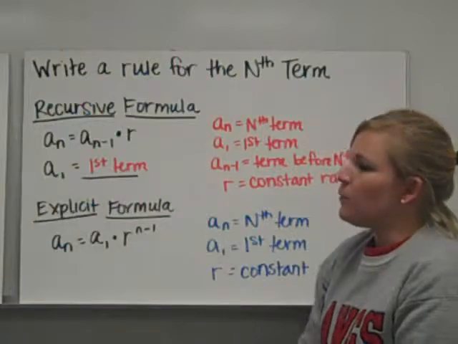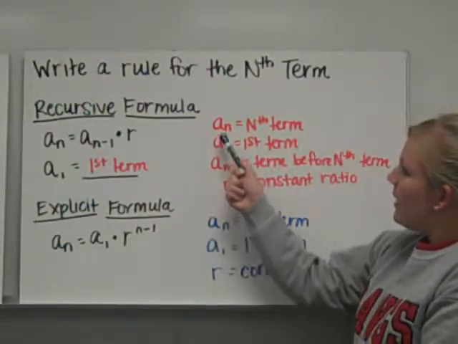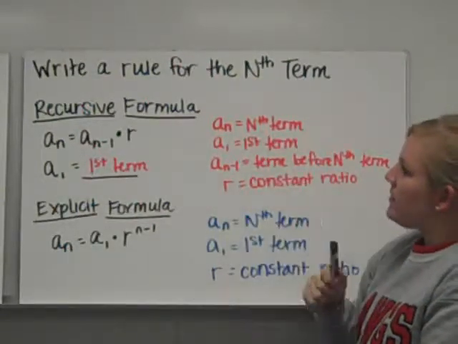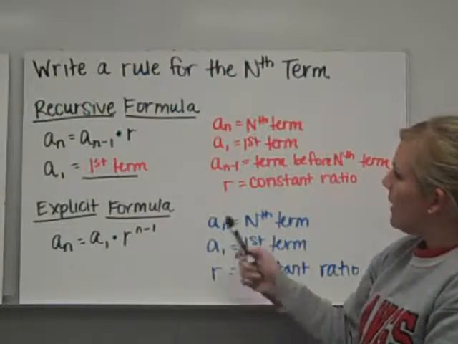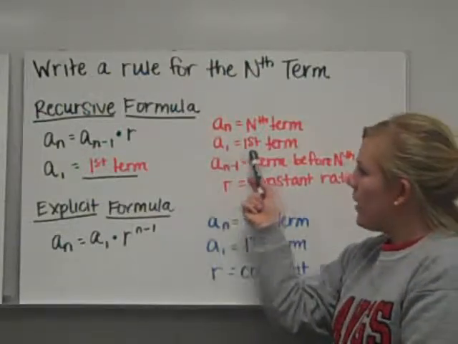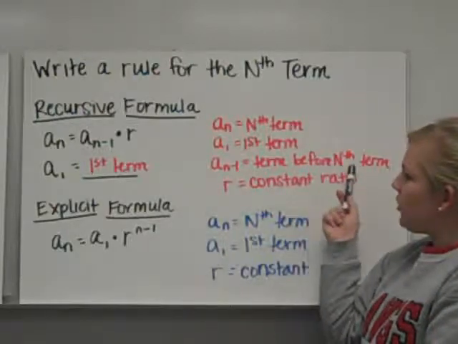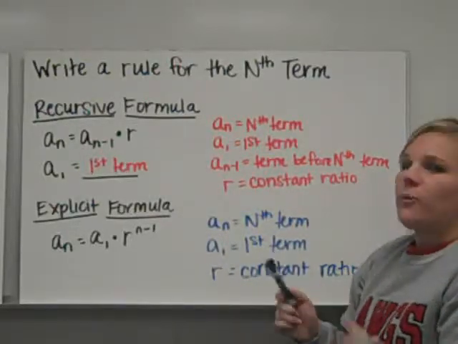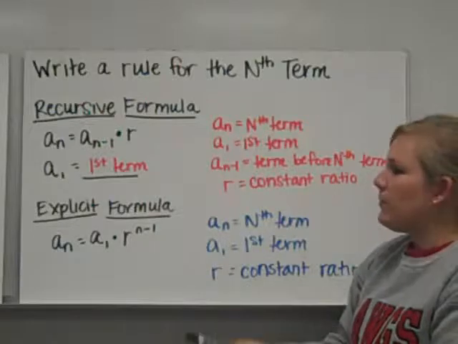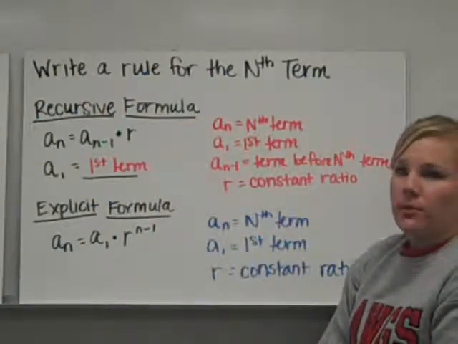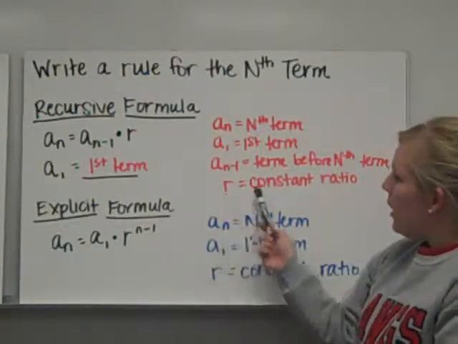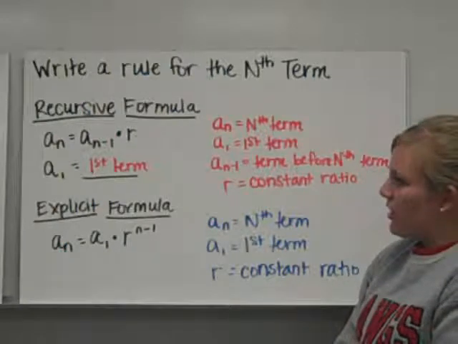A sub 1 would be equal to whatever the first term is. A sub n is still equal to the nth term, just like in arithmetic sequences. A sub 1 is equal to the first term. A sub n minus 1 is the term before the nth term. So for example, if we were finding the 10th term, a sub n minus 1 would be representing the 9th term. R is equal to the constant ratio.